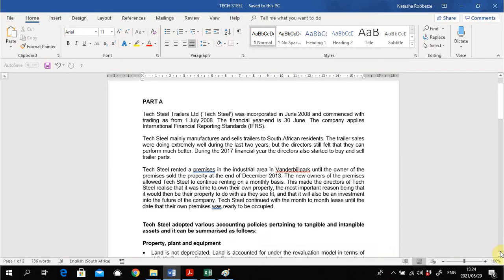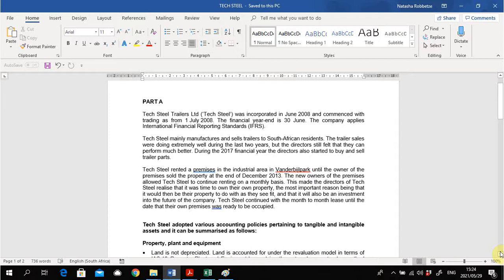Textile says that this is a business. Textile Trailers were incorporated in June 2008, and they started trading on 1 July 2008 with a financial year end of 30 June. The company applies the International Financial Reporting Standards, as all of us do. Textile mainly manufactures and sells trailers to South African residents. The trailer sales were doing extremely well during the past 2 years, but directors still felt that they can perform much better. So during the 2017 financial year, the directors also started to buy and sell trailer parts.